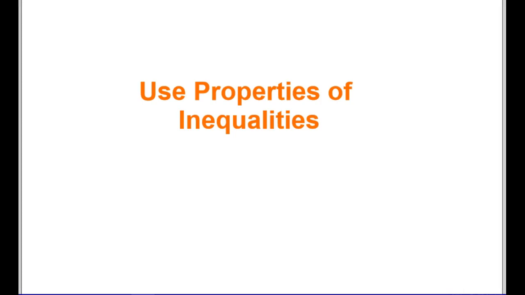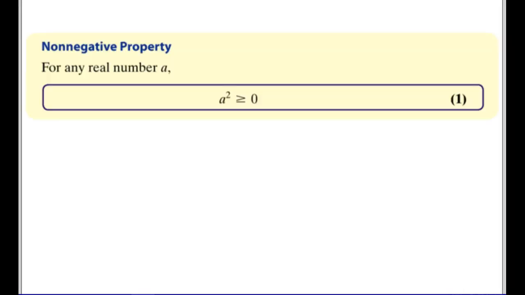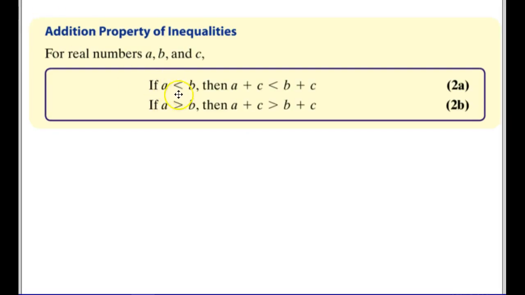Okay, so now we're going to use some of those properties of inequalities to help solve some. Here are just a few that we know. I know that any real number a, if I square it, becomes greater than or equal to 0. If a is less than b, I can add something to both sides and it will still be true. Same with if a is greater than b. If I add the same thing to both sides, my sign will not change.